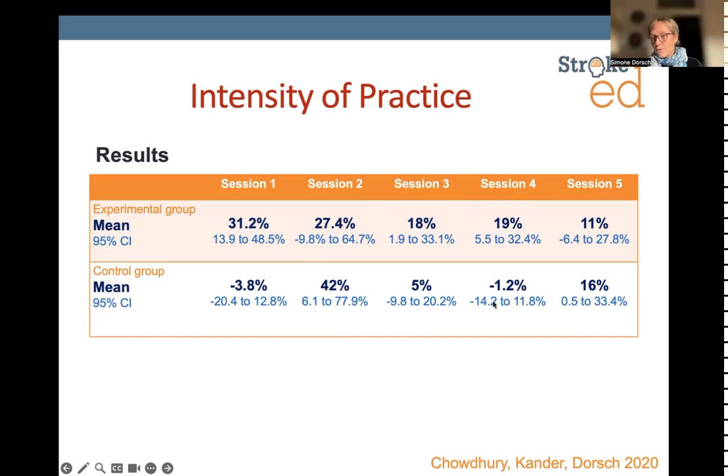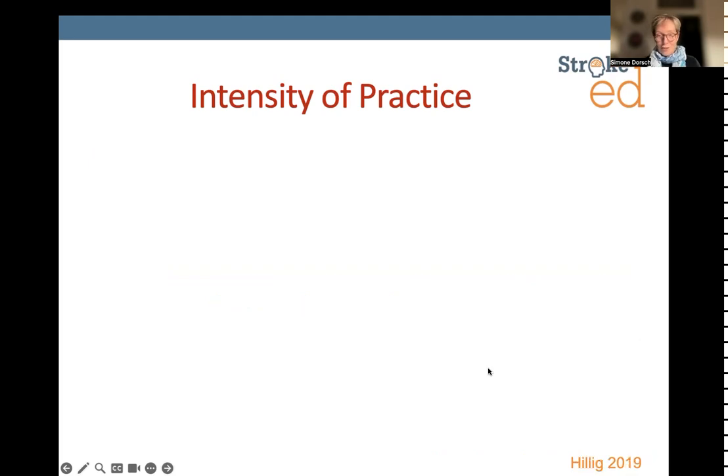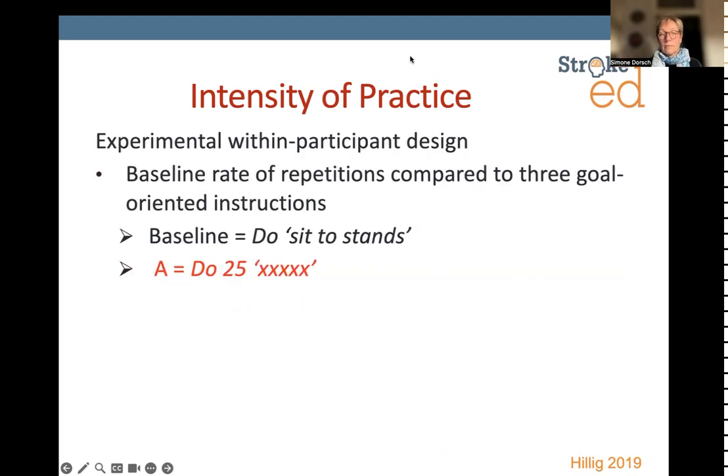They go backwards and forwards, and sometimes they don't change much at all. But I think what that means is that when you haven't got counting and recording or target numbers, you've just got a big mess. People are all over the place. But if you use these systems of counting and recording repetitions and having target numbers, you can have a very consistent increase in intensity of practice. And then obviously you're going to get much more done, or the stroke survivor is going to get much more done.